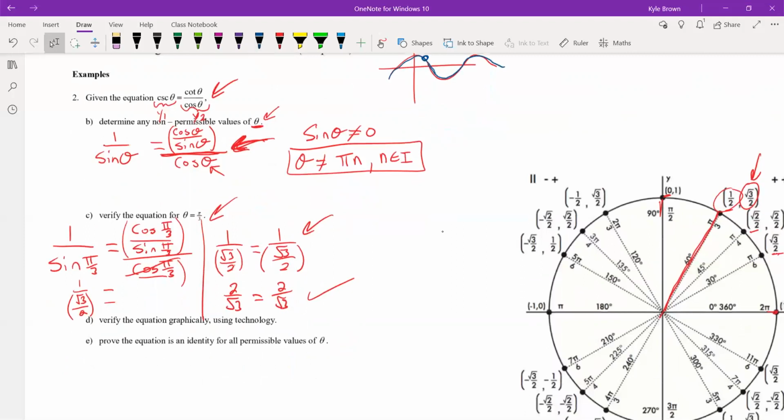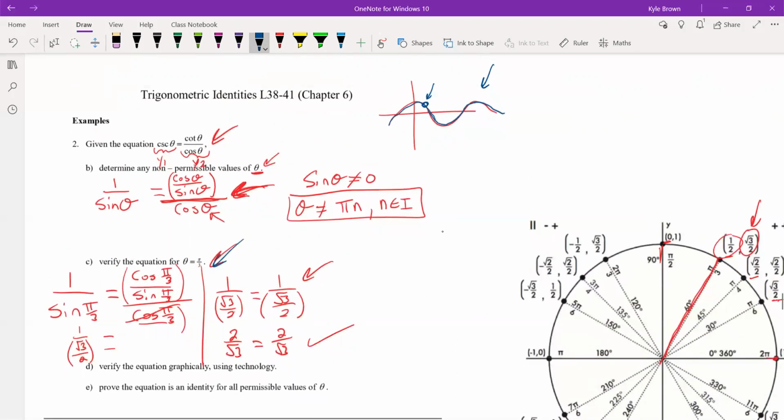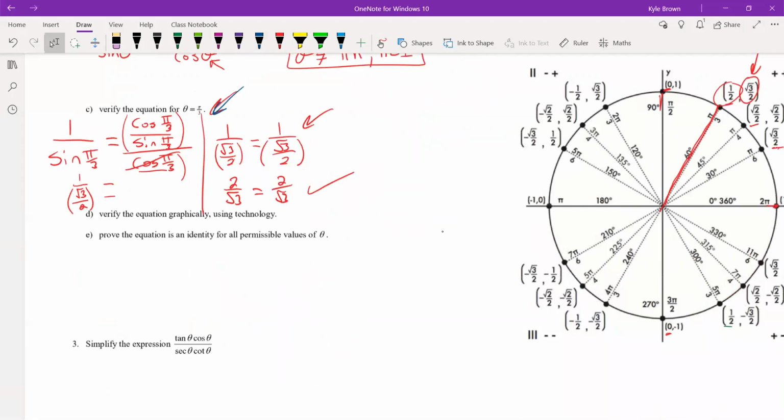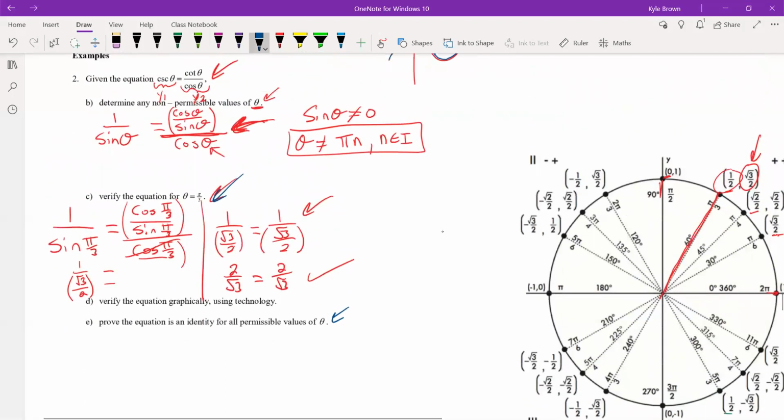Okay. So the best way to do it is actually to put the numbers in to see if they are equal. The left side is equal to the right side. Okay. So anyway, prove the equation is an identity for all permissible values of theta. Okay. So what we can do here is just starting from this point, right? When we were up here, we've got 1 over sine theta is equal to cosine theta over sine theta over cosine theta, right? And that was a thing, right?